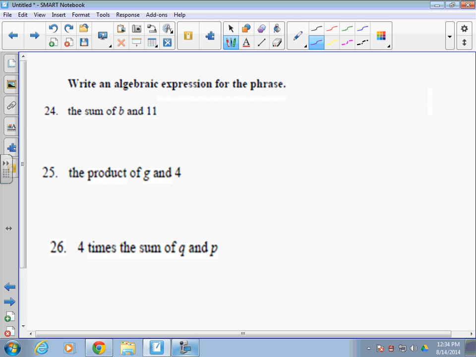Okay, writing algebraic expressions for the phrase. This is very, very simple, very, very quick problems. Sum, you have to know what that word means. Sum is a mathematical clue that means add or plus. So it says the sum of b and 11, b plus 11 is your algebraic expression. We talked about algebraic expressions. Remember that all that means is a variable expression, when you have a variable plugged in.